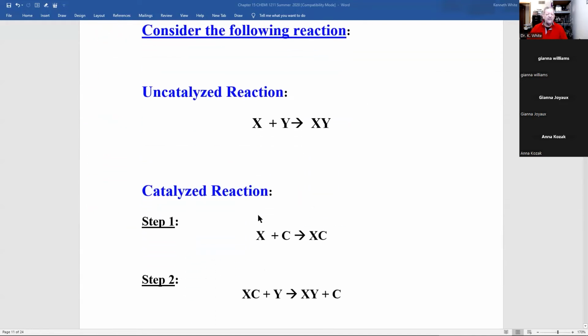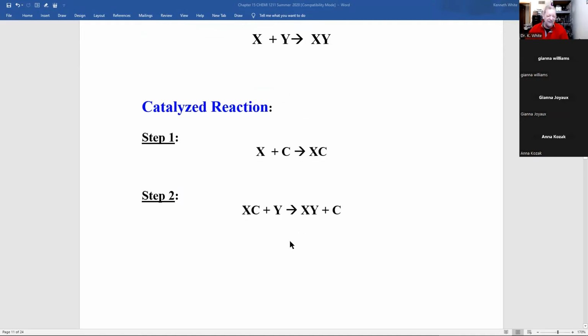Now, consider the following. Say you have a reaction X plus Y come together to make XY. Now, what if it's real slow? And this I won't put on a test, but it gives you an idea of what's happening with a catalyst. Now, if it's slow and you want to make it faster, add catalyst C. Am I creative or what? Don't answer that. All right.